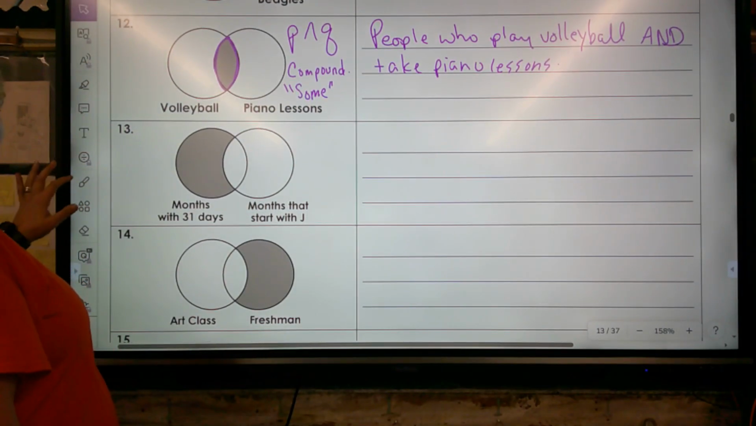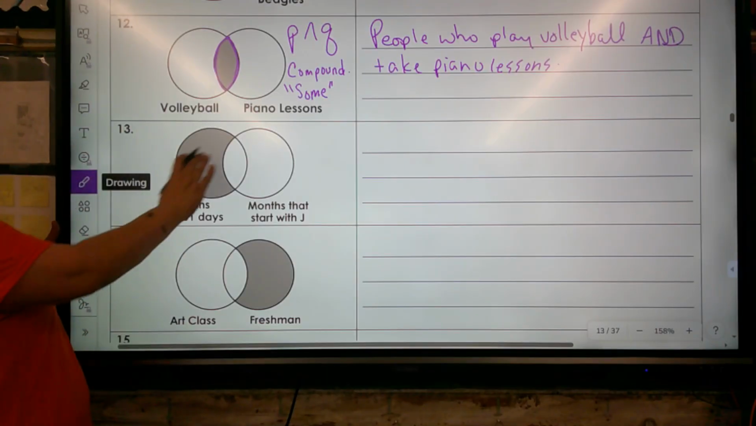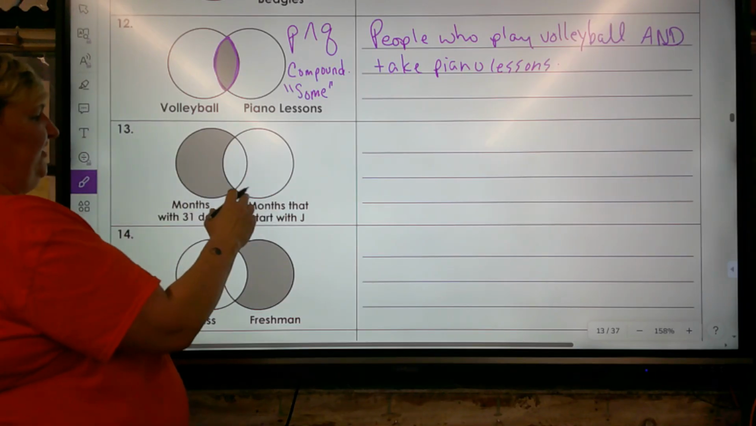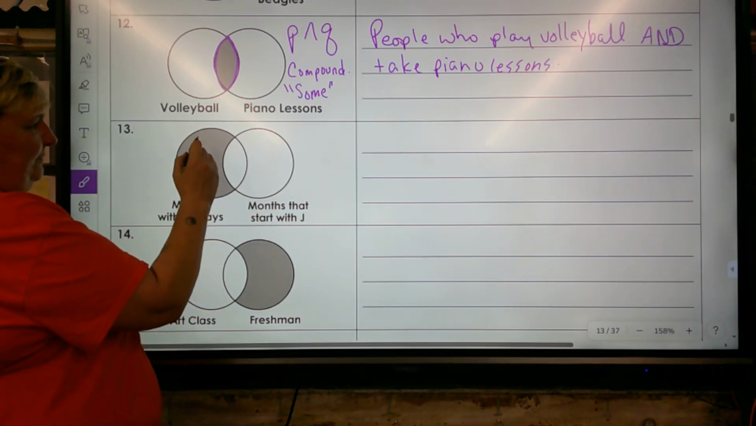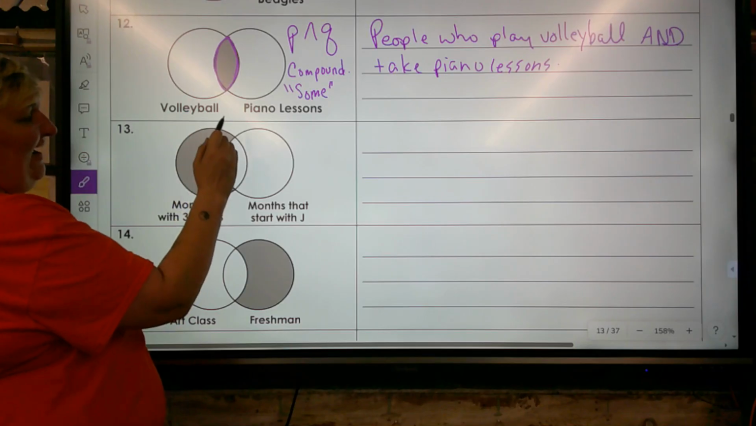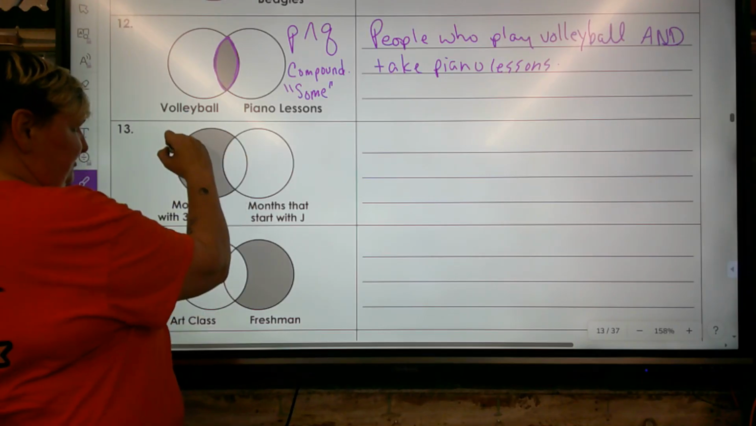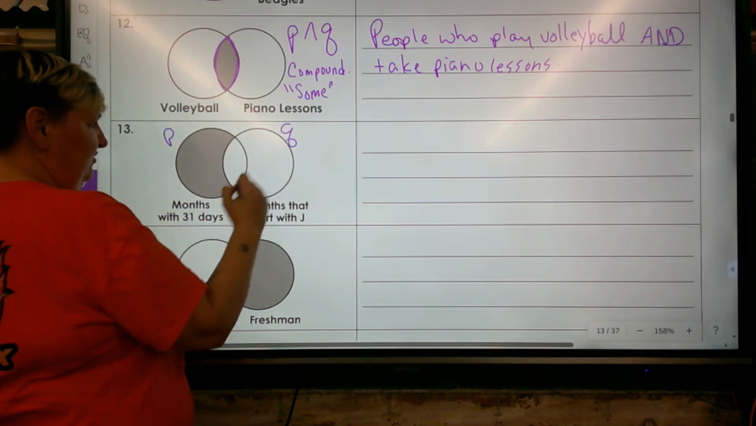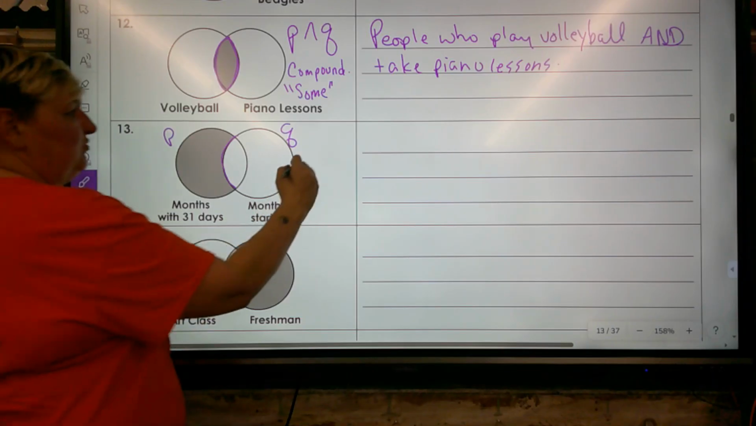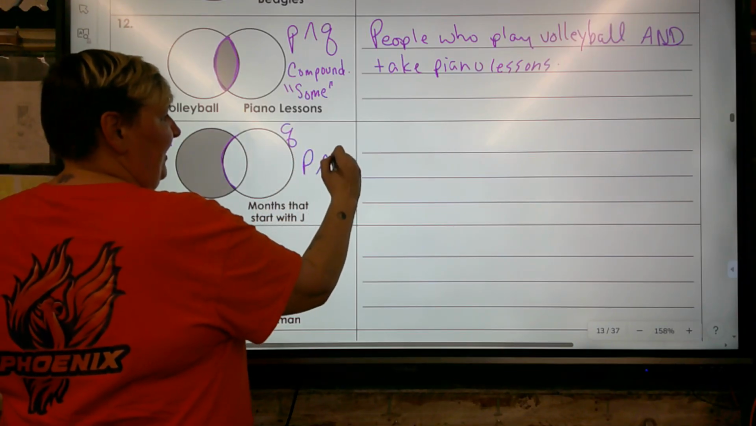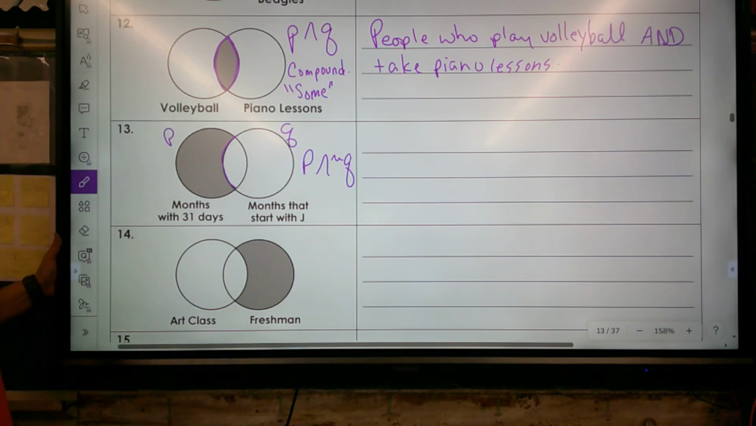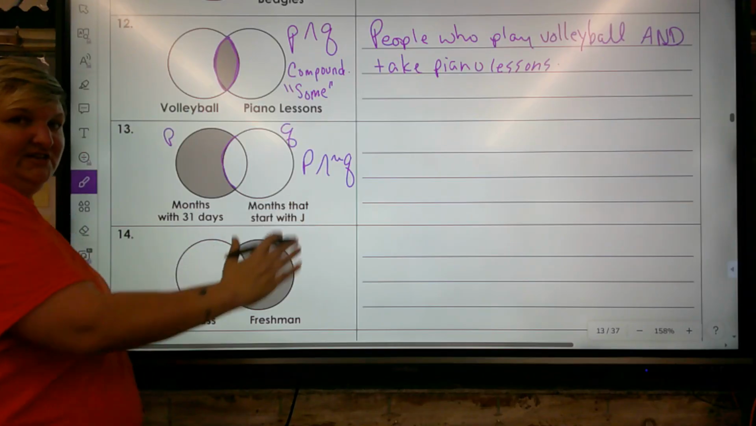See if you can pause it, because this one's a little bit different. Let's go ahead and figure out the P and Q part. So we're going to do P and not Q. This is your P, this is your Q. We don't want Q because we don't want the overlap. So we're going to do P and not Q. Now pause it and see if you can figure out what your sentence would look like.